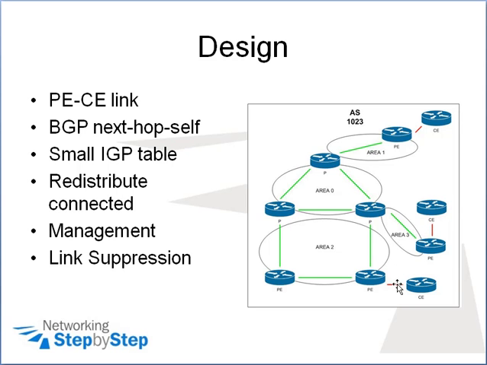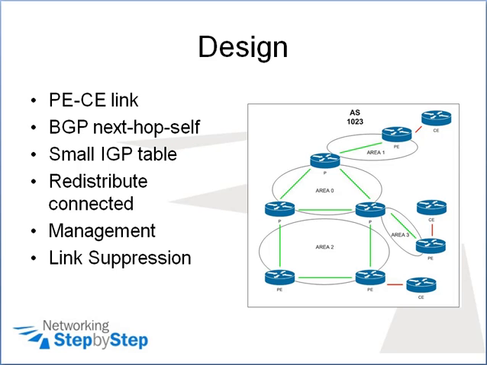This link, and this link. This is the default behavior. What if you want to get rid of this default behavior? You can make the PE that connects to the CE the next hop for all routes learned from the CE. This is accomplished with next hop self.